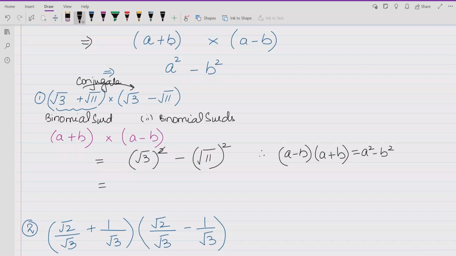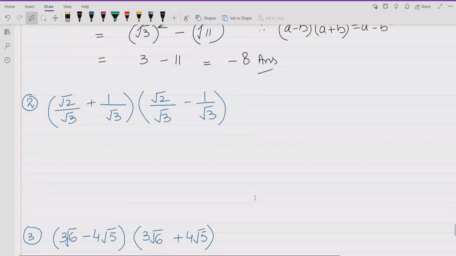The root is cancelled by the square, so here is 3, and this square is cancelled by root 11, giving 11. If we subtract both of them, we get 3 minus 11, which is minus 8, right? So this is the answer of this question. This is very simple. You can use this method in any question related to the conjugate of binomial surds. Now we will take another example.